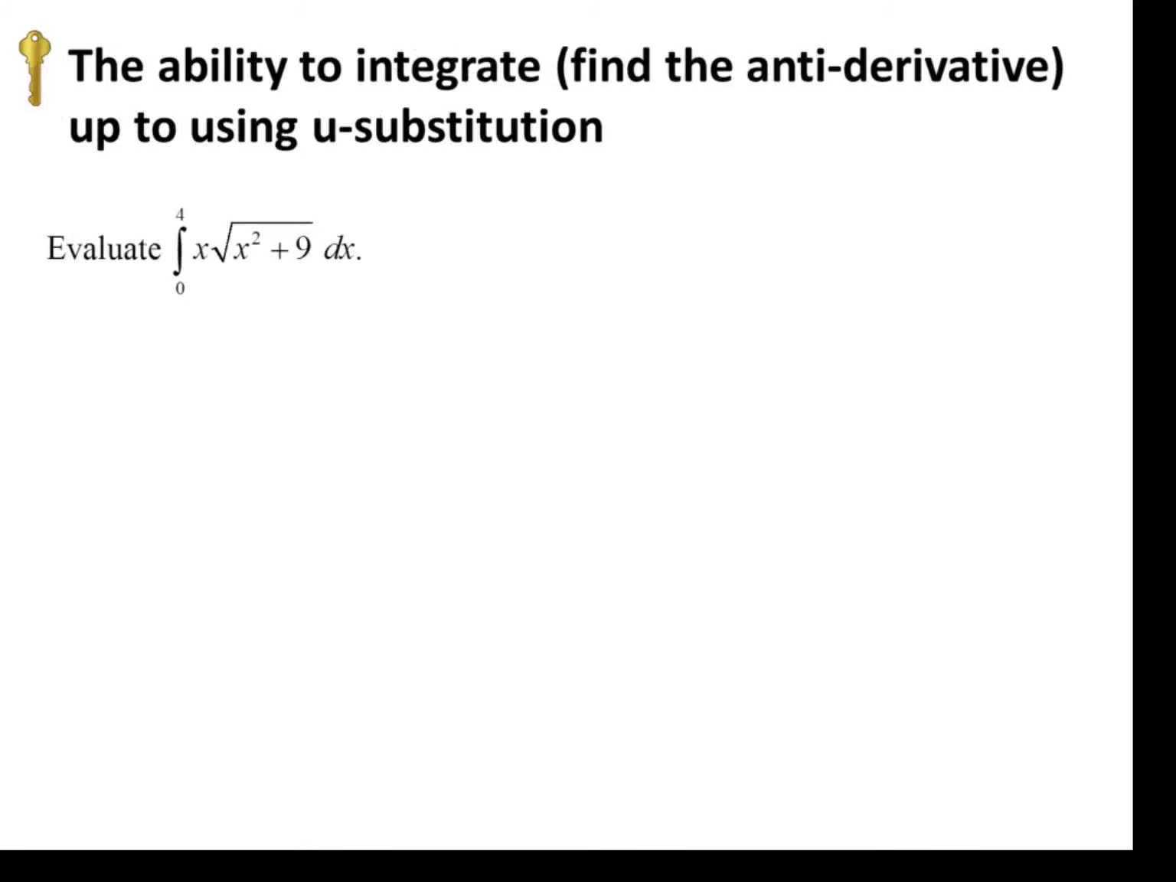This is a more traditional one with x's and not with trig involved. The integral of the square root of x squared plus 9 times x from 0 to 4. What are you going to let u equal? The inside. Because its derivative is not exactly the outside, but pretty much the outside.